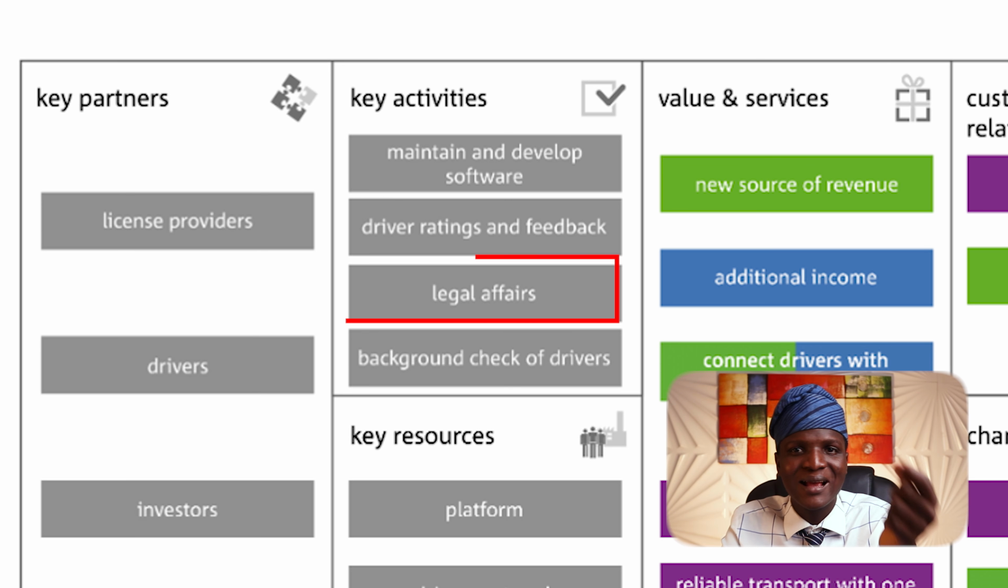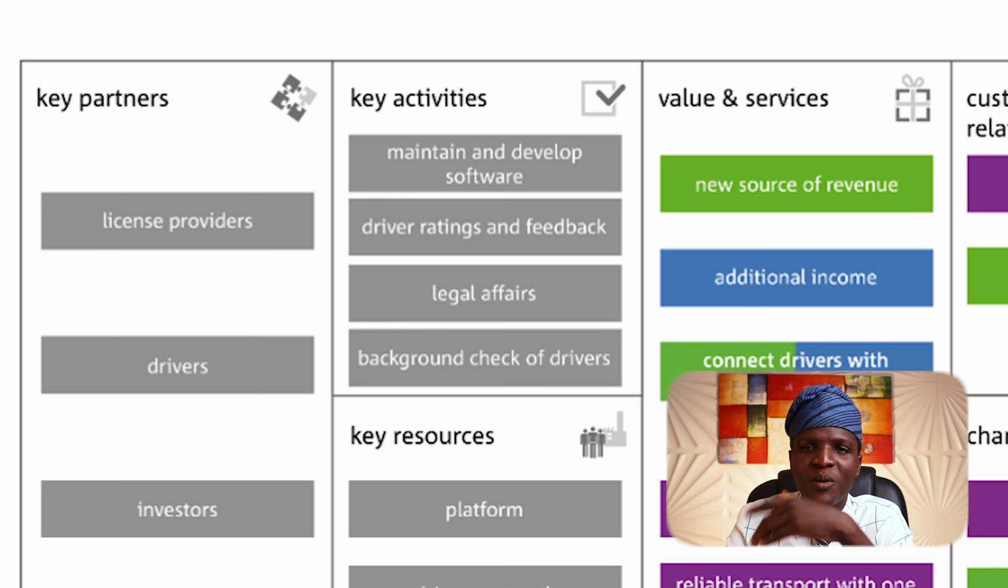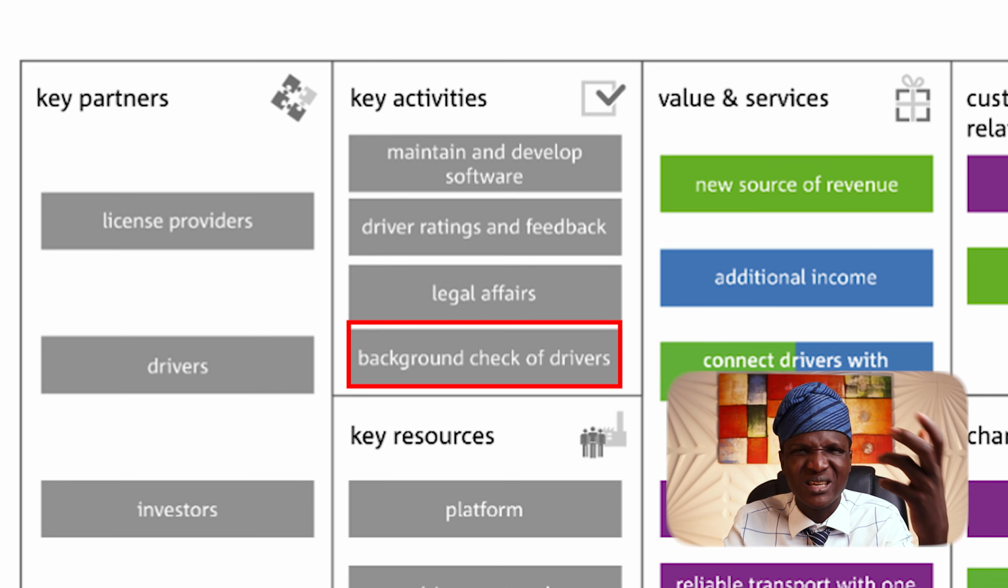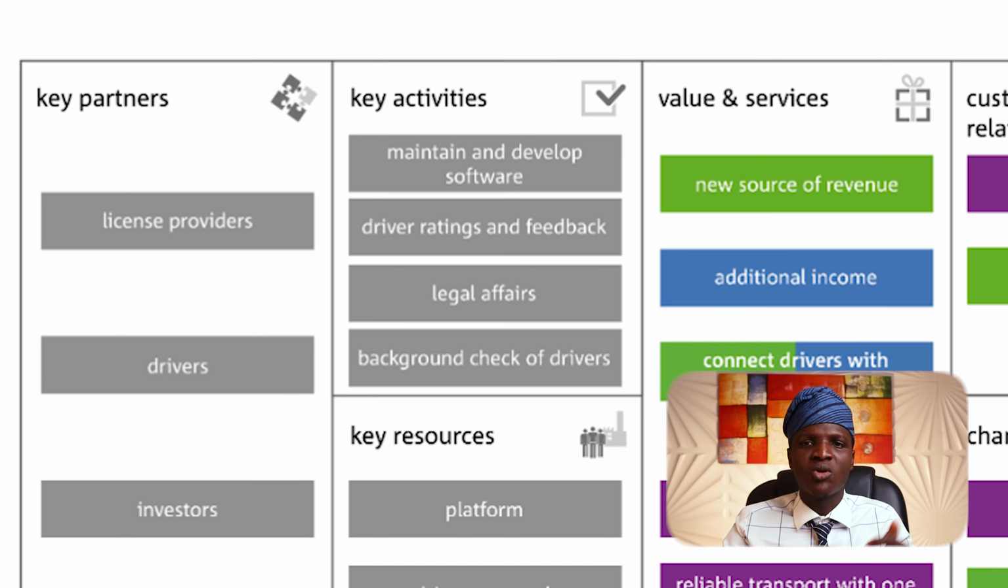Number 3, legal affairs, because you know people will always call their customer care to complain about a particular driver. So legal affairs is part of their daily activities. And we have what? Background check for drivers, most especially for new drivers. They make sure they do their due diligence on every driver that is coming on board.